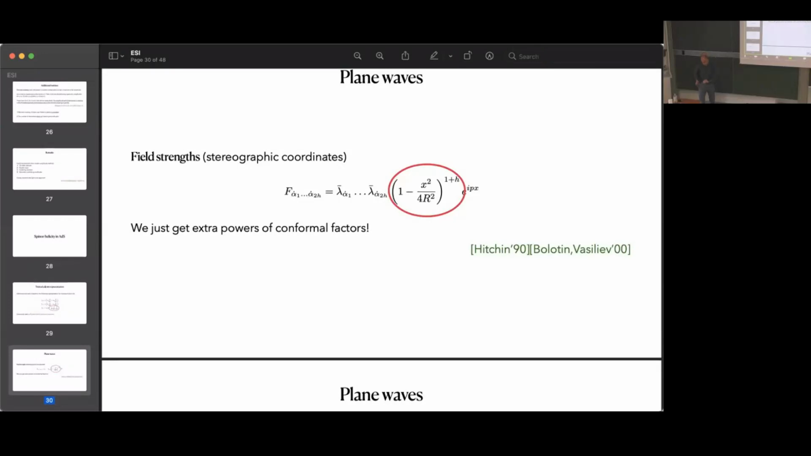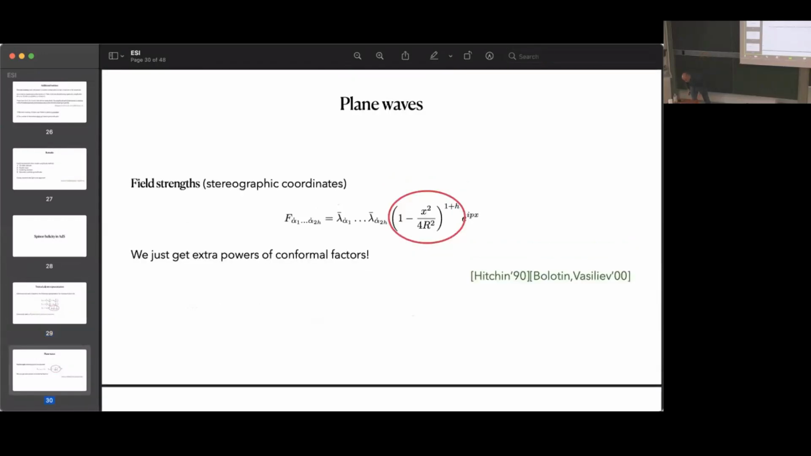So we add this deformation, and now we want to see the consequences. The consequences at the level of plane waves for field strengths are the following. We just get this extra factor. When doing this, we are using stereographic coordinates, and this thing is nothing but the conformal factor of AdS in stereographic coordinates. So the modification when we go to AdS is very simple. We just get some power of this factor.